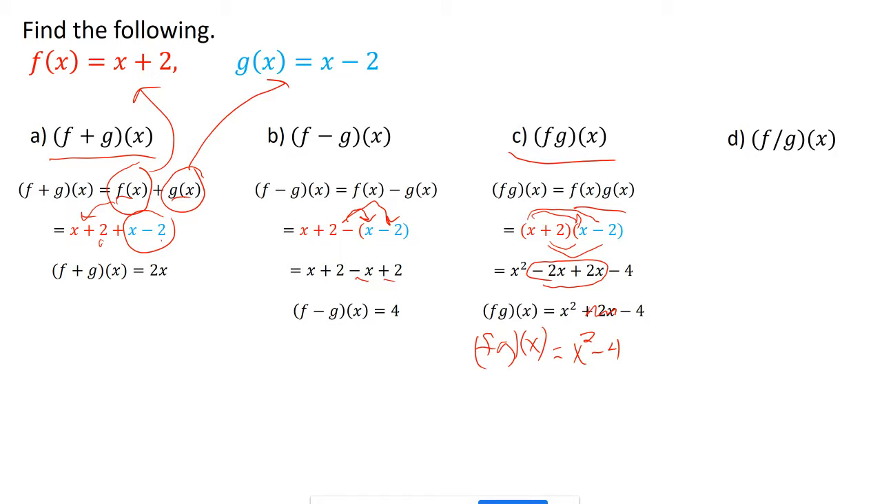Okay. And then division, we rewrite it as f of x divided by g of x. And so there's not much we can do here, so that's just going to be your answer.